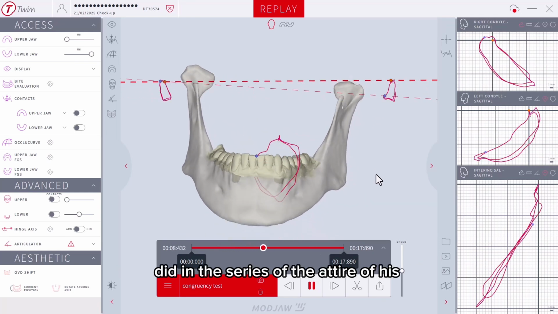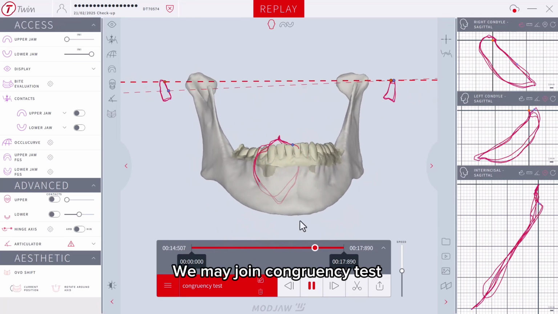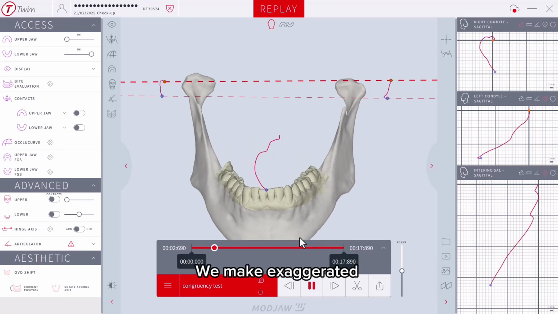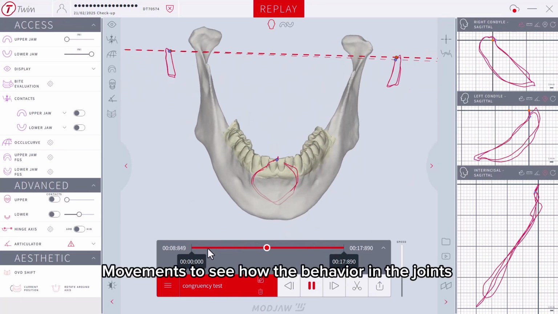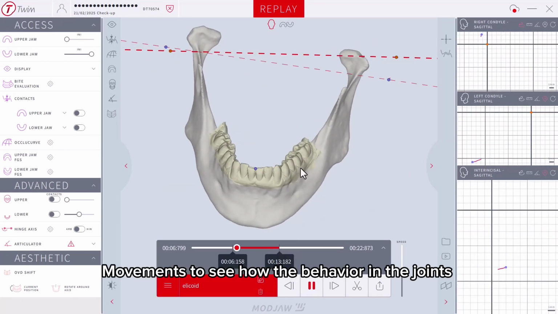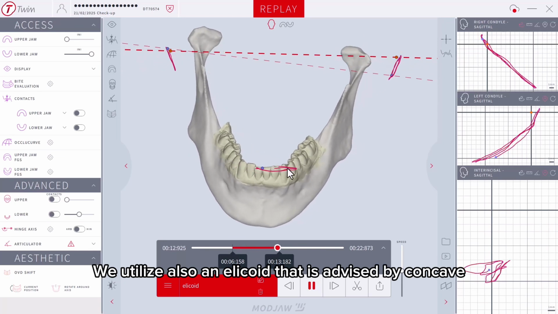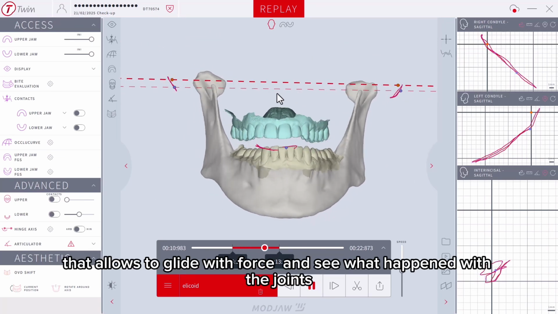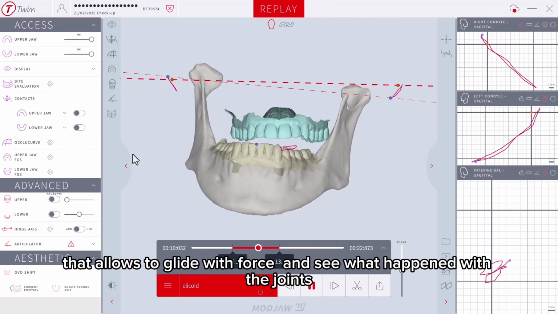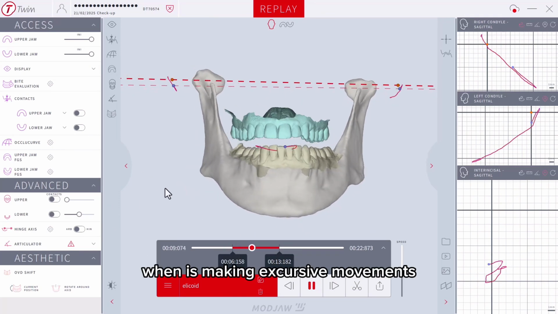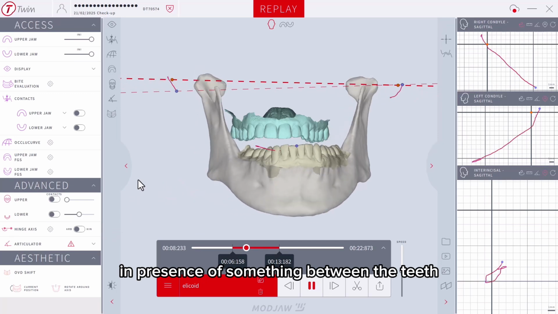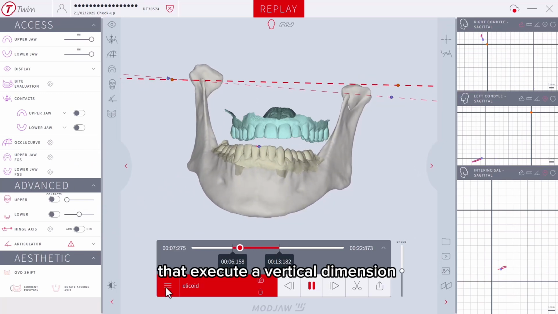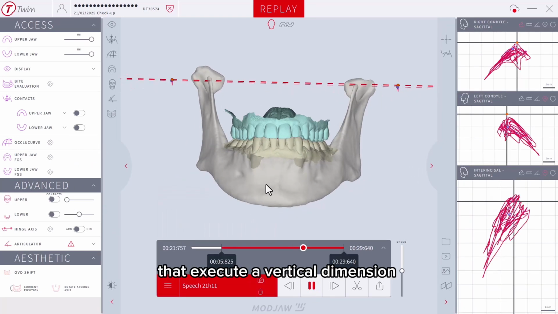In the series of axiographies, we make joint congruency tests. We make exaggerated movements to see the behavior of the joints. We also use a helicoid, a biconcave device that allows us to glide with force and see what happens with the joints during excursive movements in the presence of something between the teeth that creates a vertical dimension.